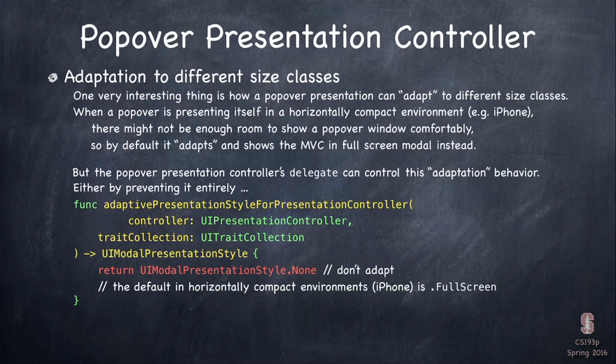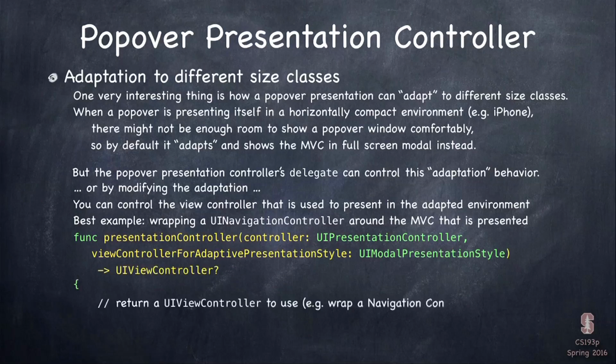This is asking how do I adapt to this trait collection. If you say none, that means don't adapt. Just do the same thing on every single platform. And if you do this, then your popover will appear as a popover on your iPhone, looking just like on an iPad. But it better be small because it doesn't have a lot of room. So this is how you can control that adaptation behavior.